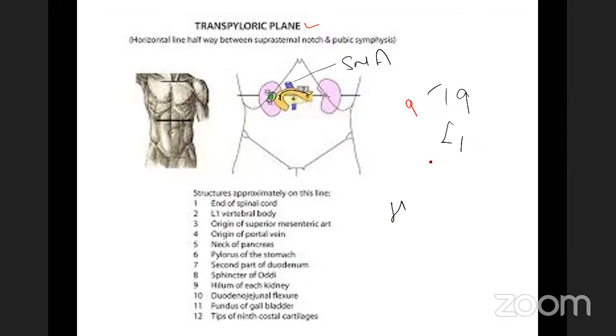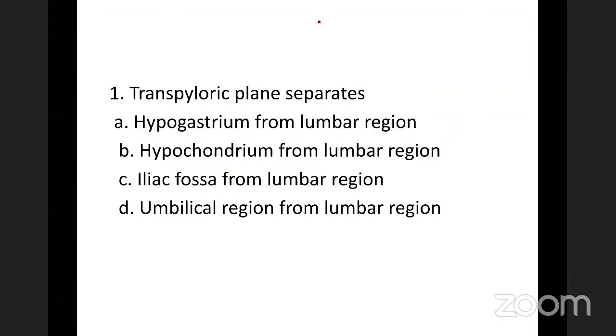Now we will discuss the MCQ questions. Students, are you all there? Okay, we will discuss the transpyloric plane. Are you able to hear me, students? Yes. Okay. Yes, ma'am.